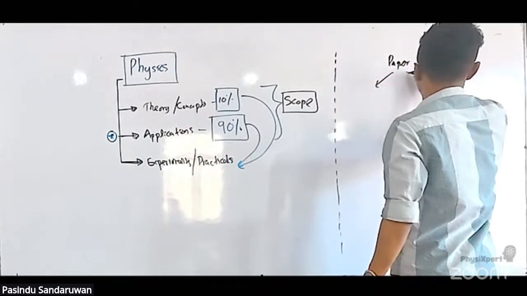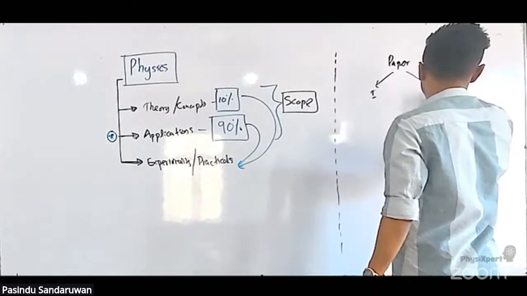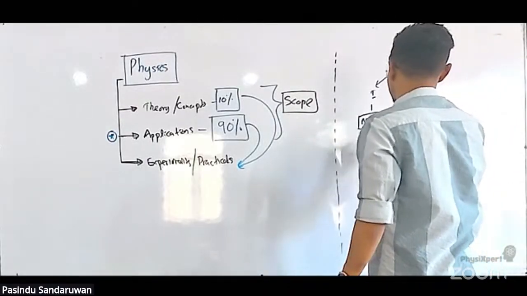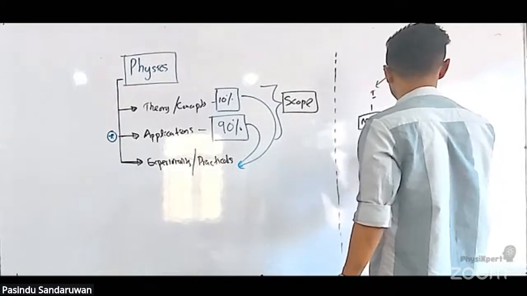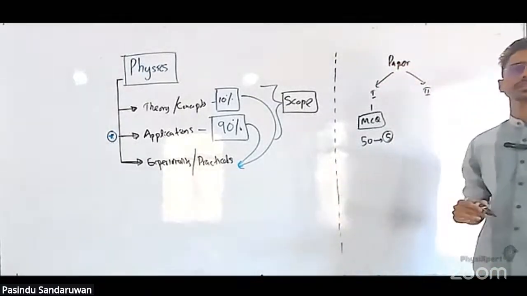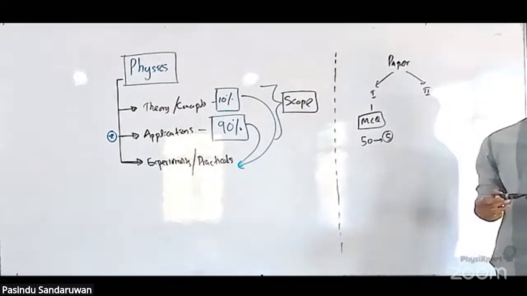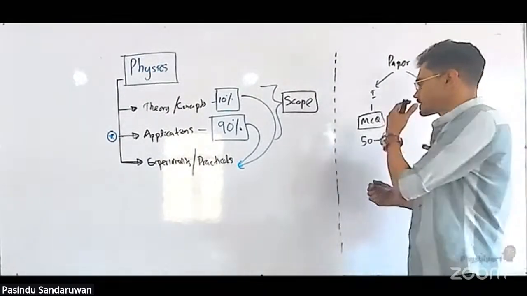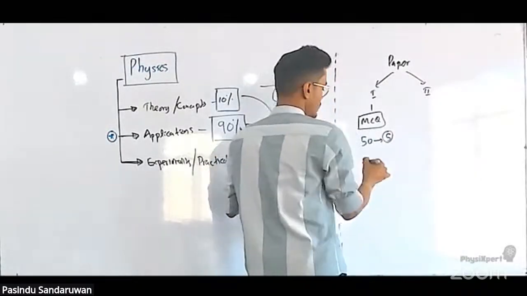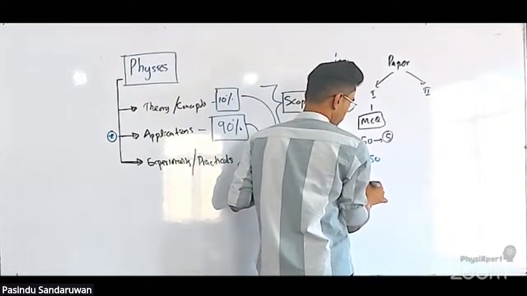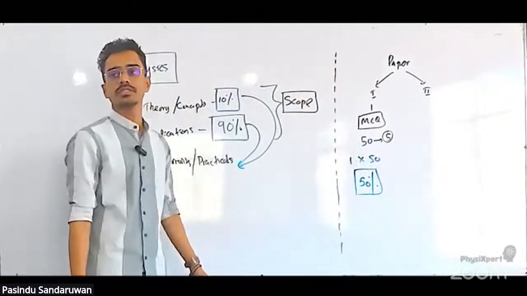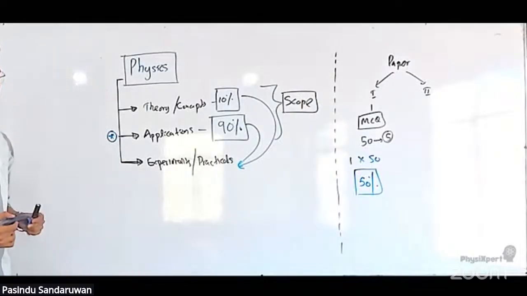Consists of two parts, right? Part 1 and 2. Part 1 is MCQ, right? Consists of 50 MCQs having 5 choices, right? 50 MCQs with 5 choices. And each MCQ carries 1 mark. Then 1 into 50, right? This is going to give you a whole 50%. Right?